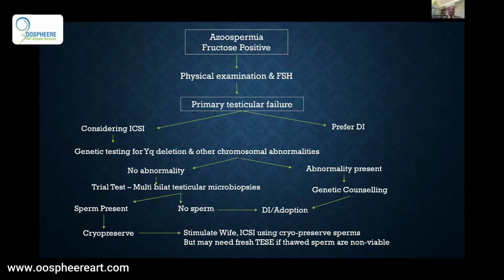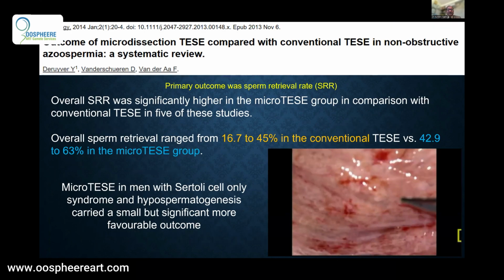So if there is a primary testicular failure, you will see very high FSH levels and very small testes. I mean, testes have never grown up to the size. They are very small and there are very high levels of FSH. That's a primary testicular failure. Probably you may have to think about donor insemination rather than going for any kind of intervention in this case.